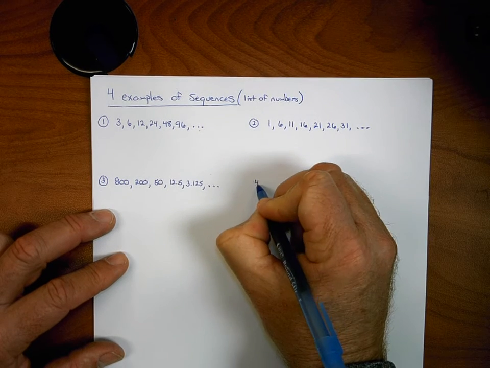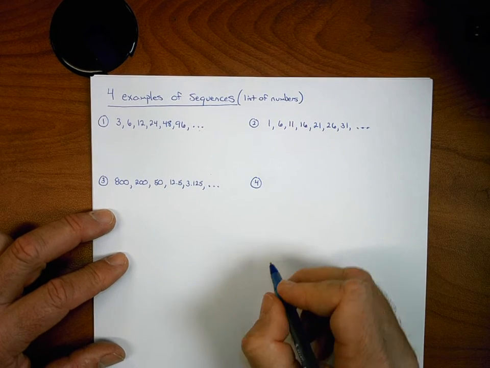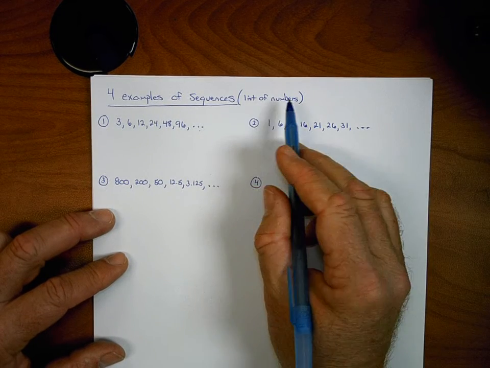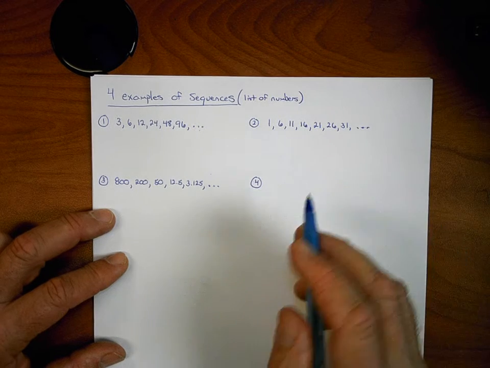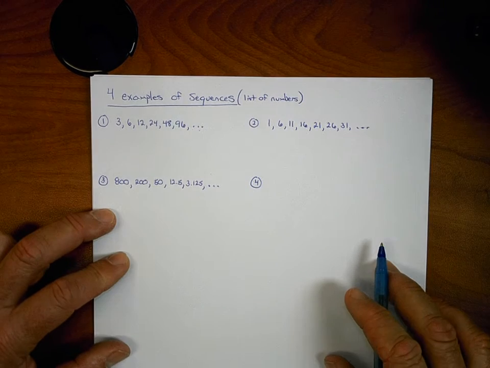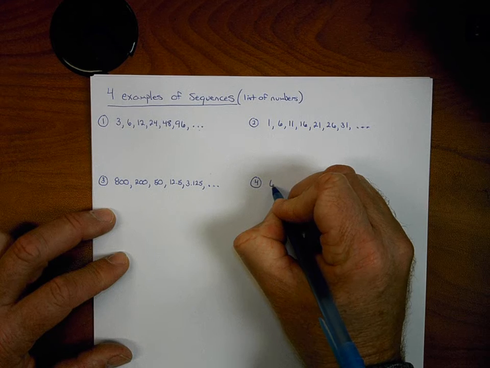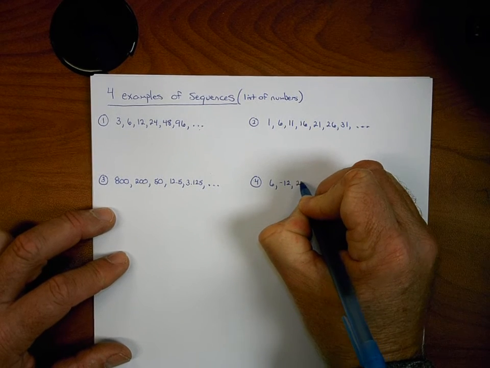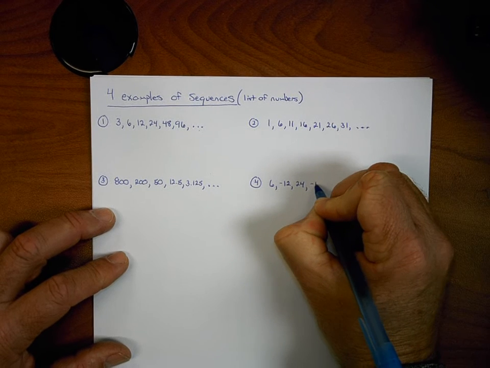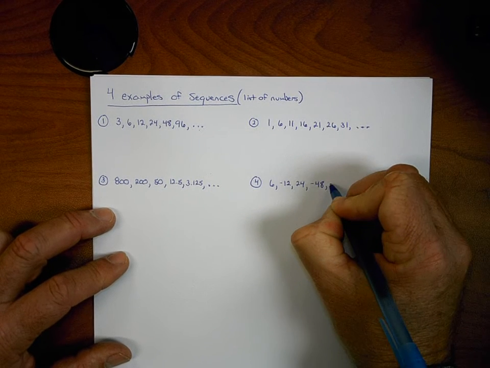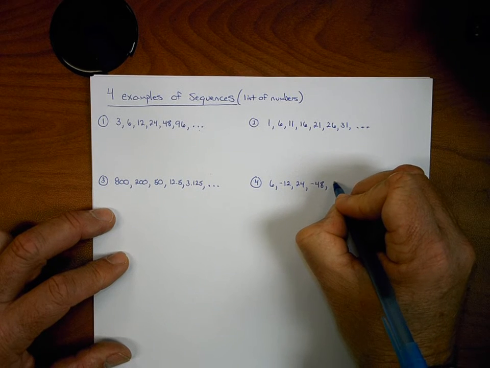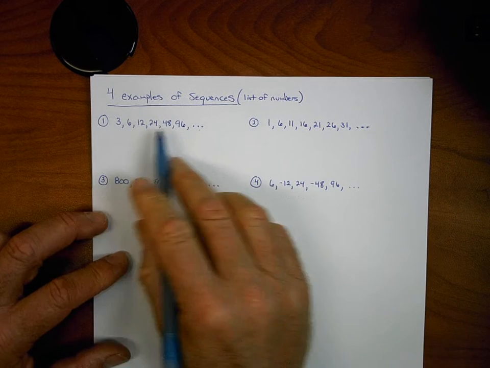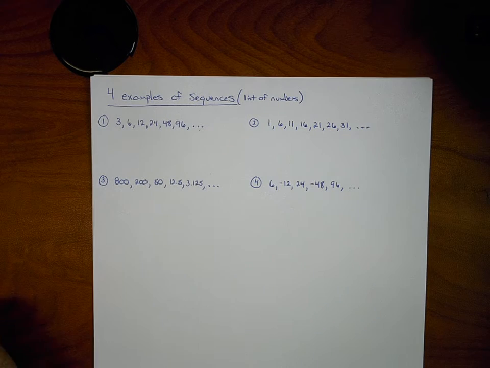Okay, and then the last one here, let's do one more that would be considered a sequence, and a sequence is just a list of numbers, and they typically follow some type of pattern. How about 6, then negative 12, then positive 24, then negative 48, then positive 96, and so on and so forth. So all 4 of these are examples of sequences.